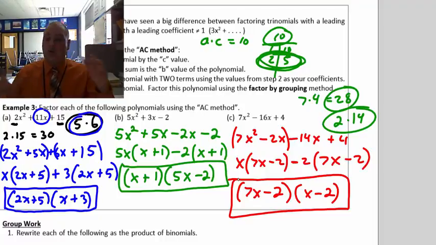We will practice this and the regular factor by grouping in class tomorrow. See you then.